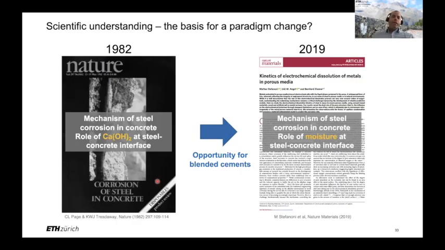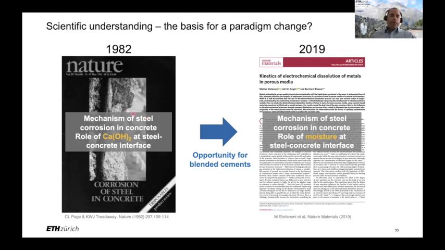Now, I would like to emphasize again that the scientific understanding of the mechanism that explains what protects steel from corroding in concrete was heavily attributed to the presence of calcium hydroxide. Today, we have shifted the scientific understanding a bit from the role of calcium hydroxide towards the role of moisture and microstructure at the steel-concrete interface. And I think, referring back to my introduction, this is what brings new opportunities for blended low-carbon cements.